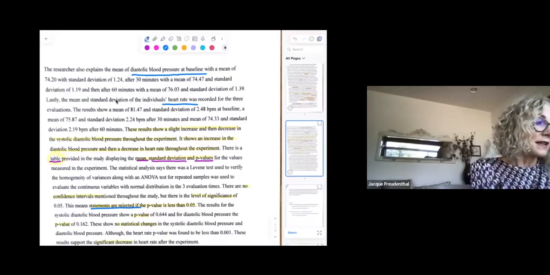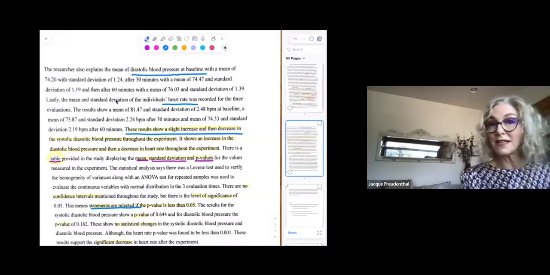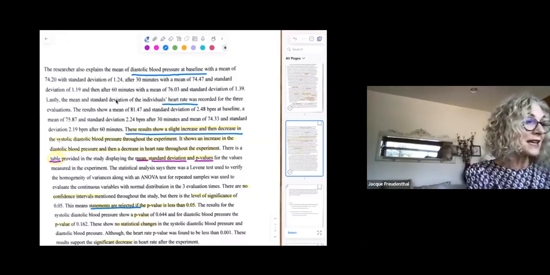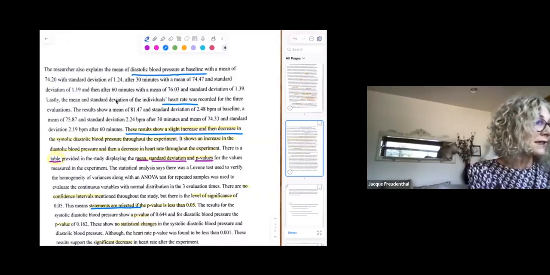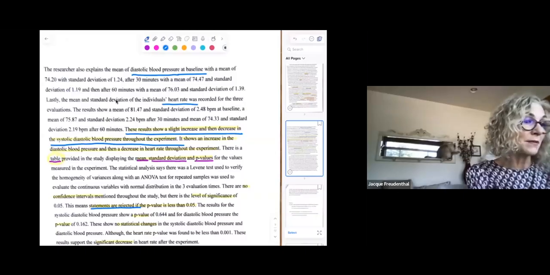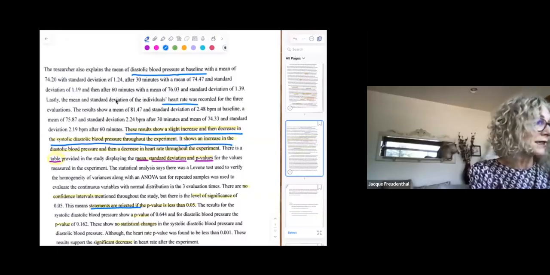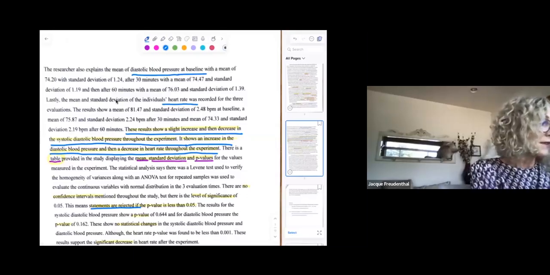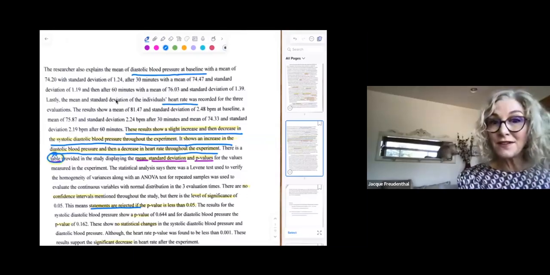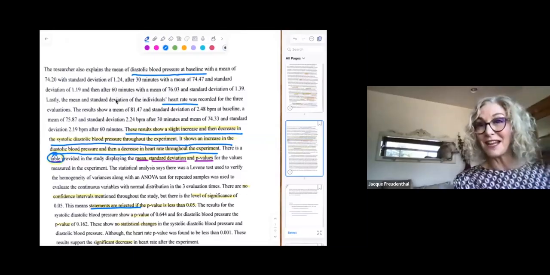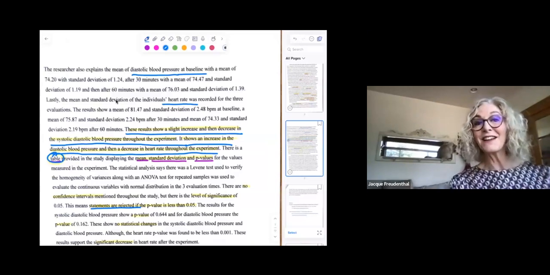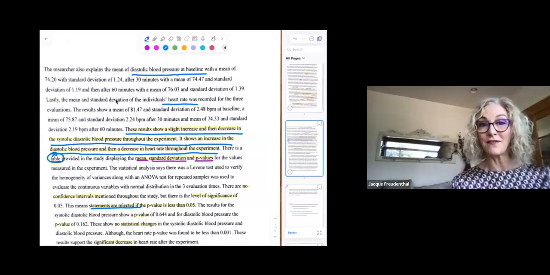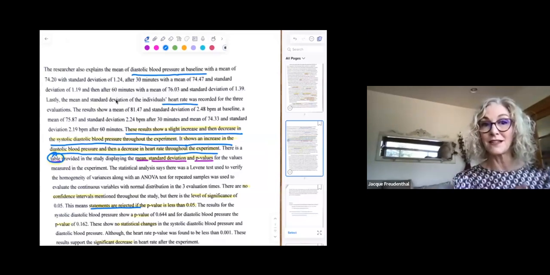She gives another sentence here that says these results show a slight increase and then a decrease in the systolic blood pressure throughout the experiment. It shows an increase in the diastolic blood pressure and then a decrease throughout the experiment. There is a table. So if there is a table, you need to include the table. For me to go into your study and try to find a specific table and then flip back into your summary is not enough.